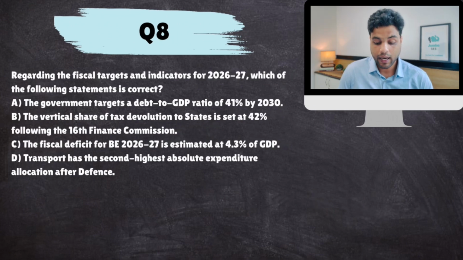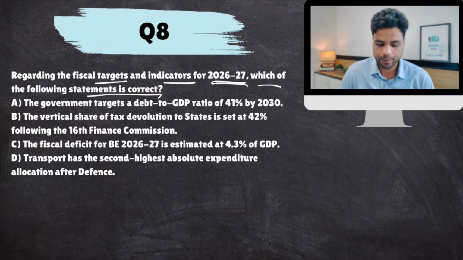Next. Regarding fiscal targets and indicators for 2026-27, this year's budget, which of the following statements are correct? The government targets debt to GDP ratio. You understand debt to GDP ratio? How much debt the government has as a percentage of GDP?